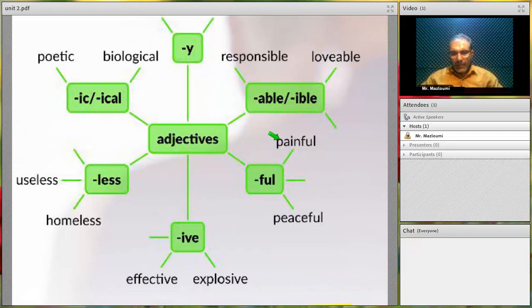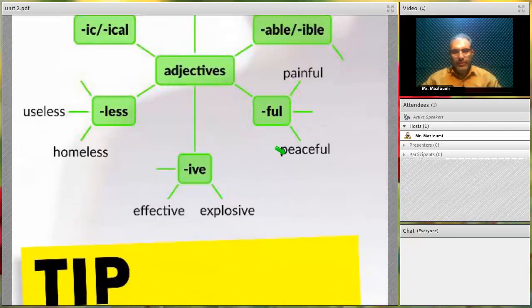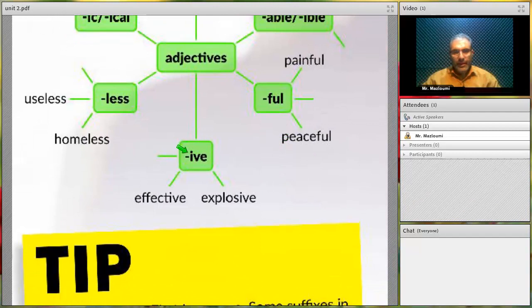We have painful, opposite of painless. It aches, it gives pain. We have thankful. Thankful means grateful. And we have peaceful. Next, explosive. Explode and explosion and explosive. Explosive means likely to explode. We have effective. Effective means when something is effective, it works well.